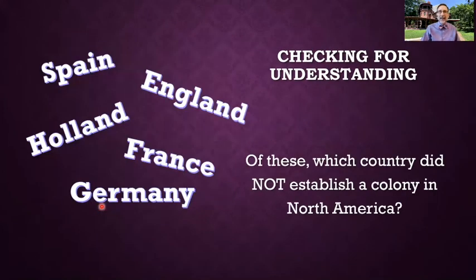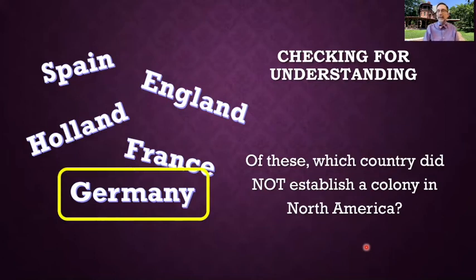And maybe that's where Shakespeare got his crazy ideas for things like A Midsummer Night's Dream. I don't know. All right, how about this one? You've got Spain, England, Holland, France, and Germany on the screen. Which one of these countries never established a colony in North America? Correct answer is Germany. We had plenty of German immigrants coming here to escape the wars in Europe, but they did not have their own colony.